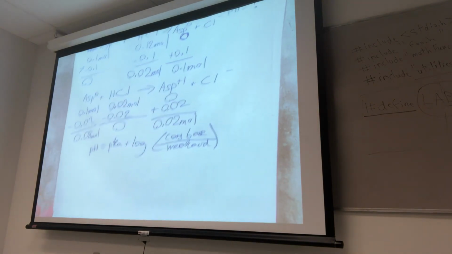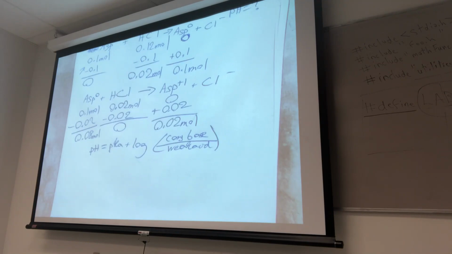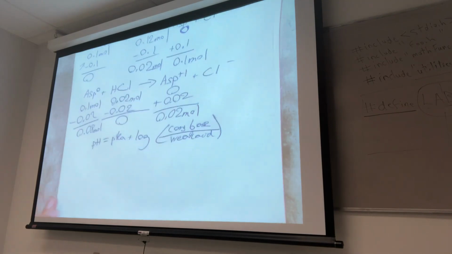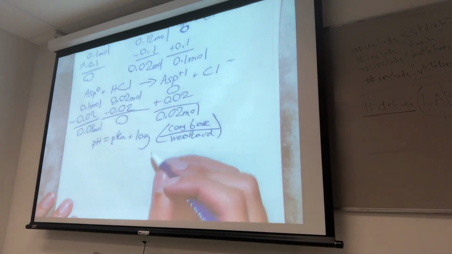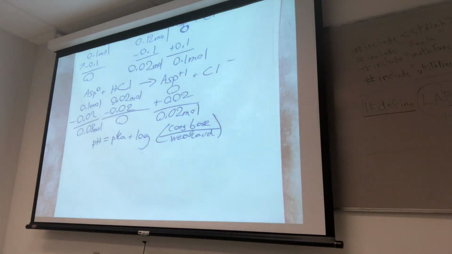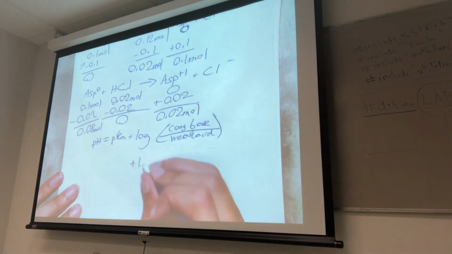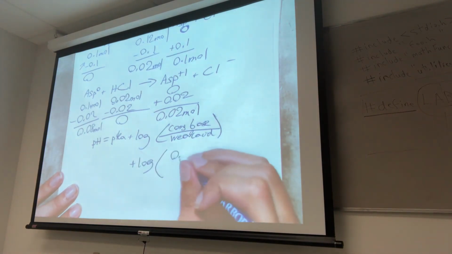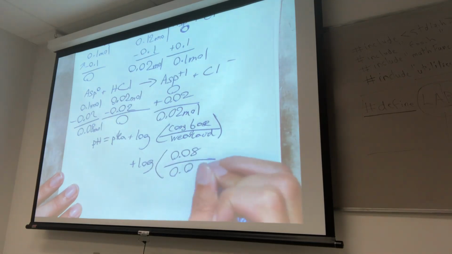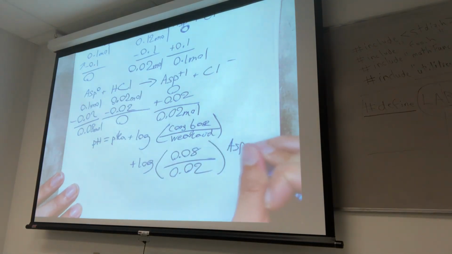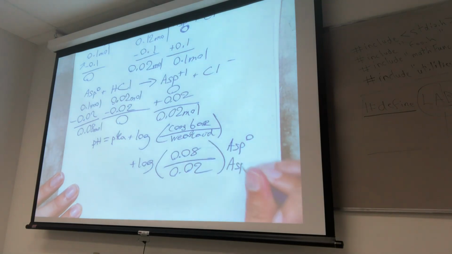I gave you a shortcut earlier. The shortcut was whichever one is more positively charged, has more hydrogens in it, that one's going to be your weak acid. It doesn't matter if it's a product or reactant. The one that is more positively charged, you are going to use that number as your weak acid number. The one that's less positively charged or more negatively charged is going to be your basic one. So, plus log of 0.08 over 0.02, right? Because 0.08 represents aspartic acid 0, and 0.02 represents aspartic acid with a +1 charge.